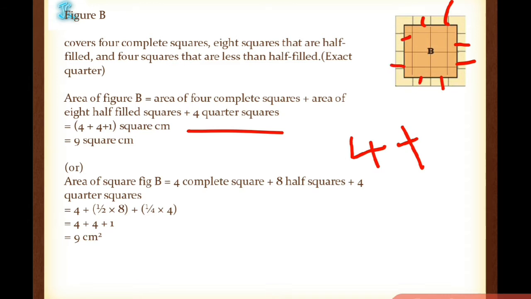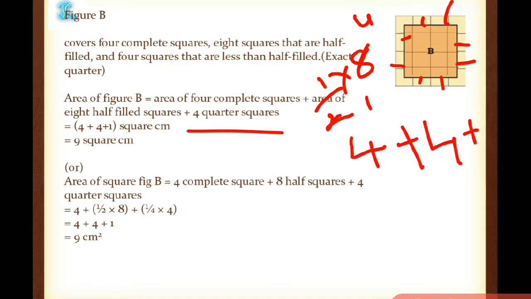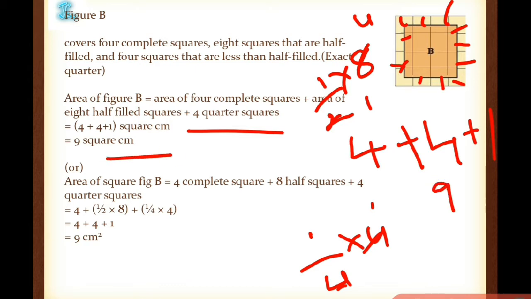Half of 8, half filled, half into how many are there? 8. So 2 ones are 2, 4 fours. So that is equal to 4, plus this is a quarter square. Quarter square means 1/4. How many are there? 1, 2, 3, 4. So 1/4 into 4 is 1. So 4 plus 4 plus 1, 8 plus 1, 9. That is what is given here.